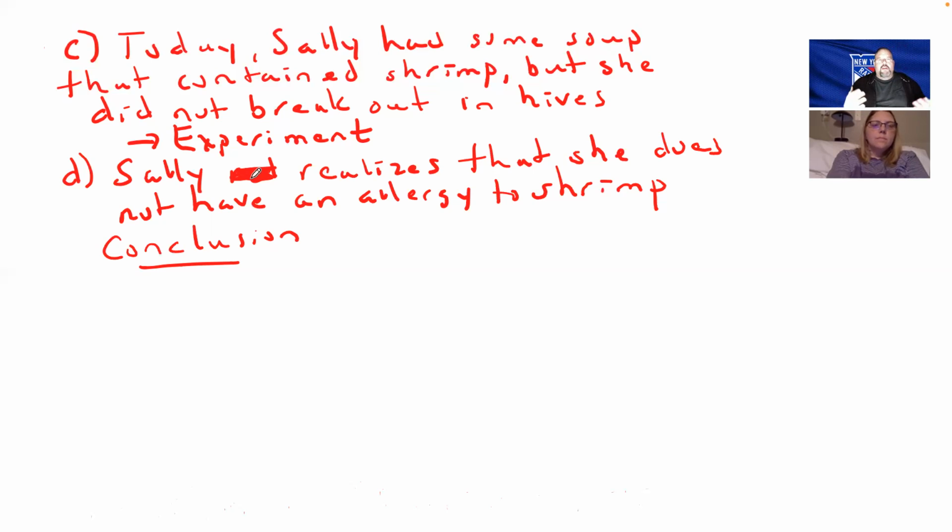And therefore, when she didn't break out in hives after eating the soup that contained the shrimp, she realized that she doesn't have an allergy to shrimp. So that statement would essentially be the conclusion. All right. So that's one of the things coming out of chapter 1 that you should definitely be able to do: look at different statements and identify them as observation, hypothesis, experiment, and conclusion. So on the homework, I think that's where I got 2 of them wrong, was this area.